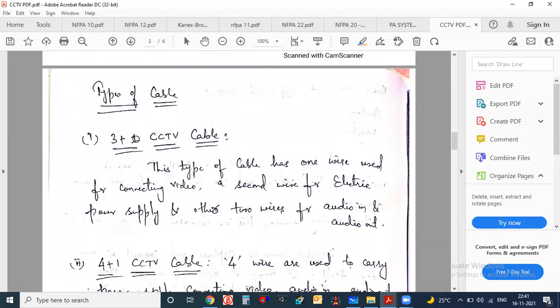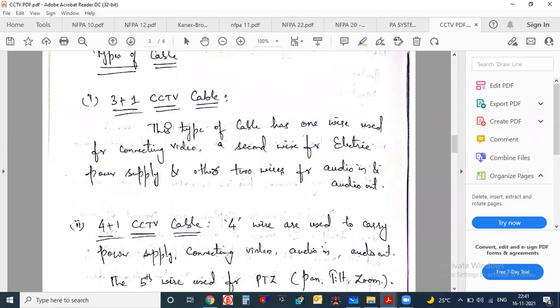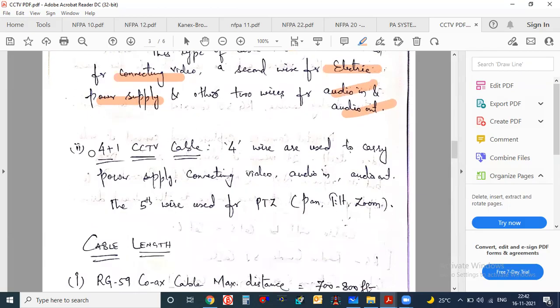Types of cable, 3+1 CCTV cable. In 3+1, what happens? There are 4 points. One for connecting video, one for electric power supply, and 2 for audio in, audio out. This is 3+1 CCTV cable. There is one 4+1 CCTV cable. 4 wires are used to carry power supply, connecting video, audio in, audio out.